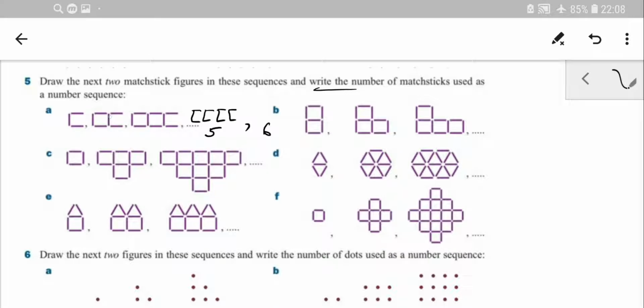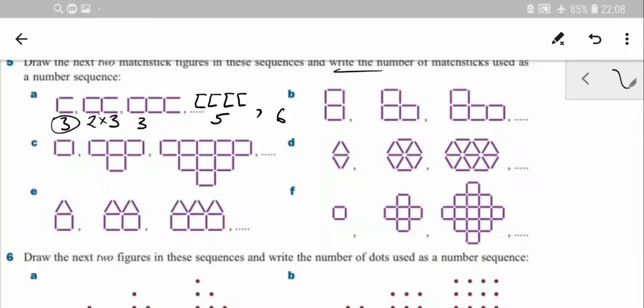Because each pattern, each bracket, has 3 matchsticks, you can use the pattern as follows. 2 times 3, so basically 3 and 3, it's going to be 6. You basically multiply the number of those basic symbols, each containing 3 matchsticks, by the number of patterns. So it's going to be 3 by 3, then 5 by 3, and 6 patterns by 3, all right? That's going to be the logic.